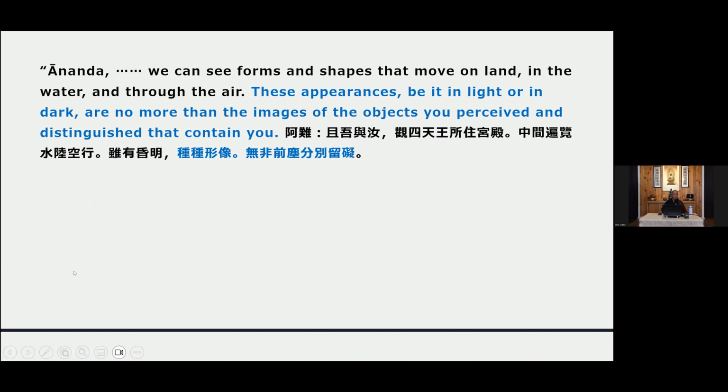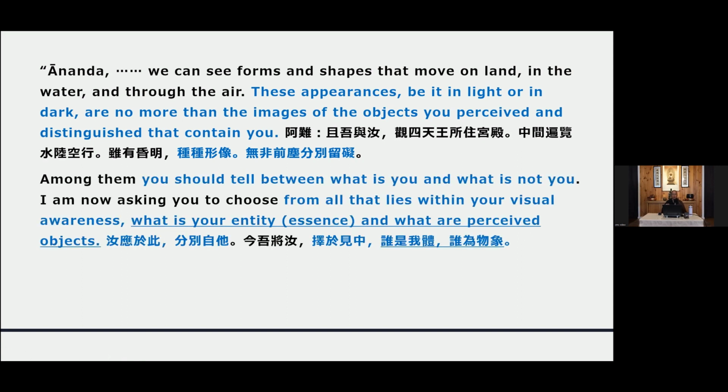So then Buddha continues: all you can see, no matter whether it's the form, the shape, the length, the water, these appearances, be it in light or in dark, are no more than the image of the object you perceive and distinguish that contain you. And among them, you should tell between, okay? This is very important. When we see something, we should be able to tell what is you and what is not you. In other words, I'm sitting here, what is me and what is not me? So Buddha asked Ananda, let's choose from all that lies within your visual awareness. Just like you sit here, no matter what you see in front of you, can you tell what is your entity, true nature, and what are perceived objects?